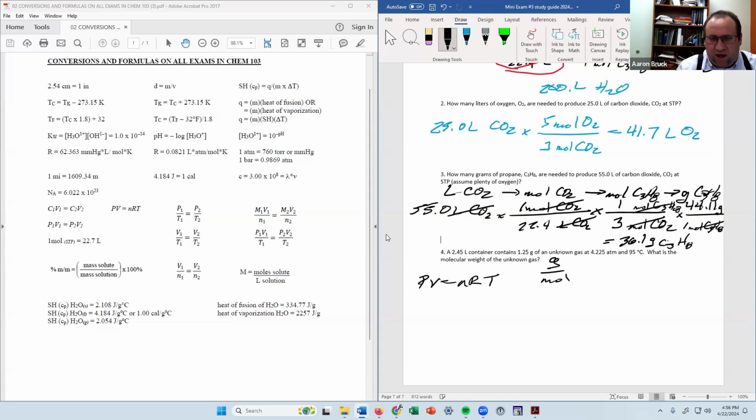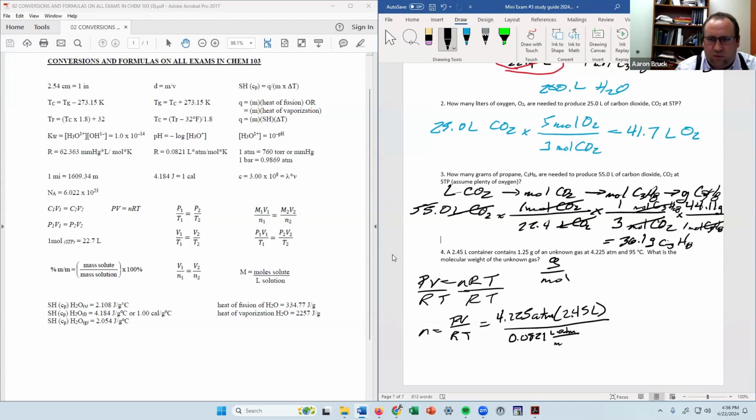So just remembering our ideal gas law, if I want to isolate n, I need to divide both sides by RT. So n is equal to PV over RT. The pressure was 4.225 atmospheres. The volume was 2.45 liters. R, so we need the atmospheres version. That would be this one, 0.0821 liter atmospheres over moles Kelvin. And 95 degrees, remember we need to turn that into Kelvin. So plus 273, 95 plus 273 is 368 Kelvin.